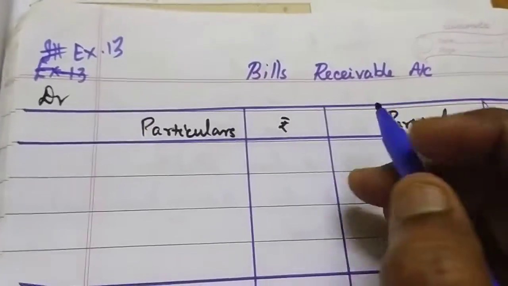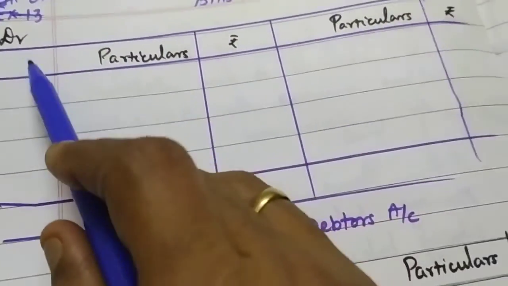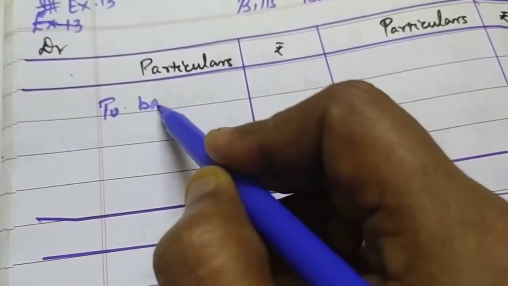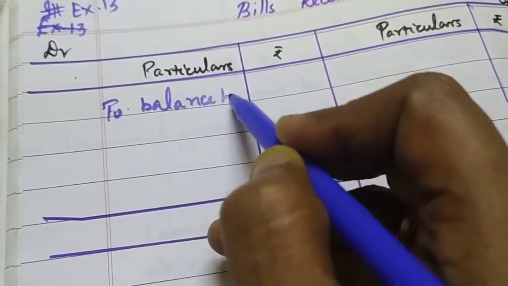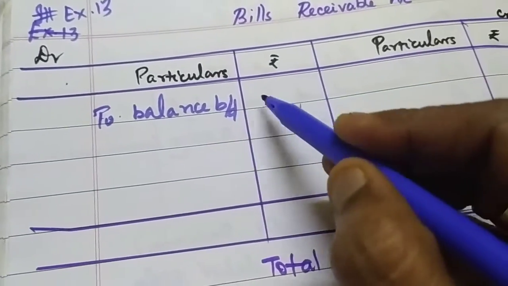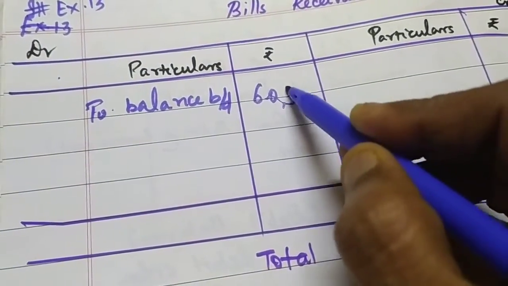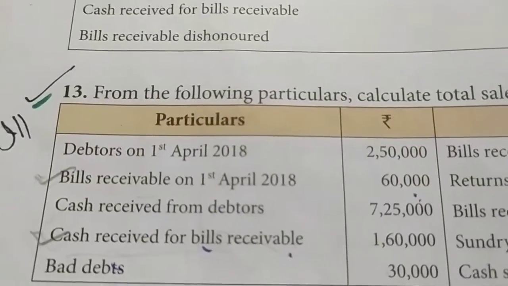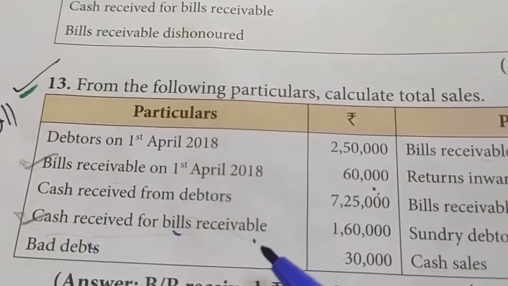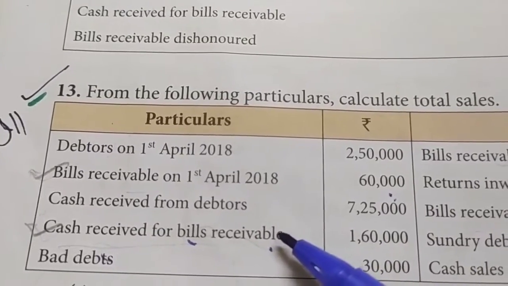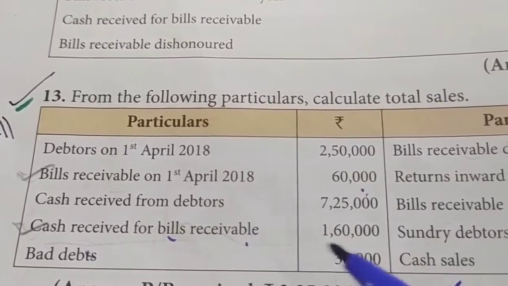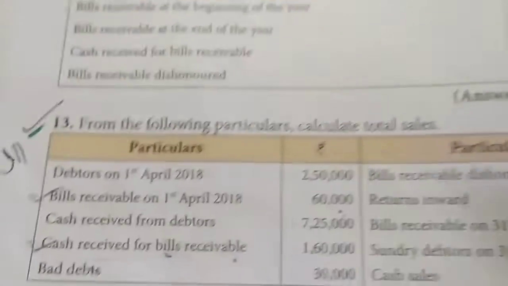This will come in the bills receivable account. This is debit side. This is credit side and opening balance. So I am writing on the debit side to balance B by D. How much is it given? 60,000 is given. I have written there. Then next transaction, cash received for bills receivable. In which side it will come? Cash received will come on the credit side. So credit side, 1,60,000 cash is received.